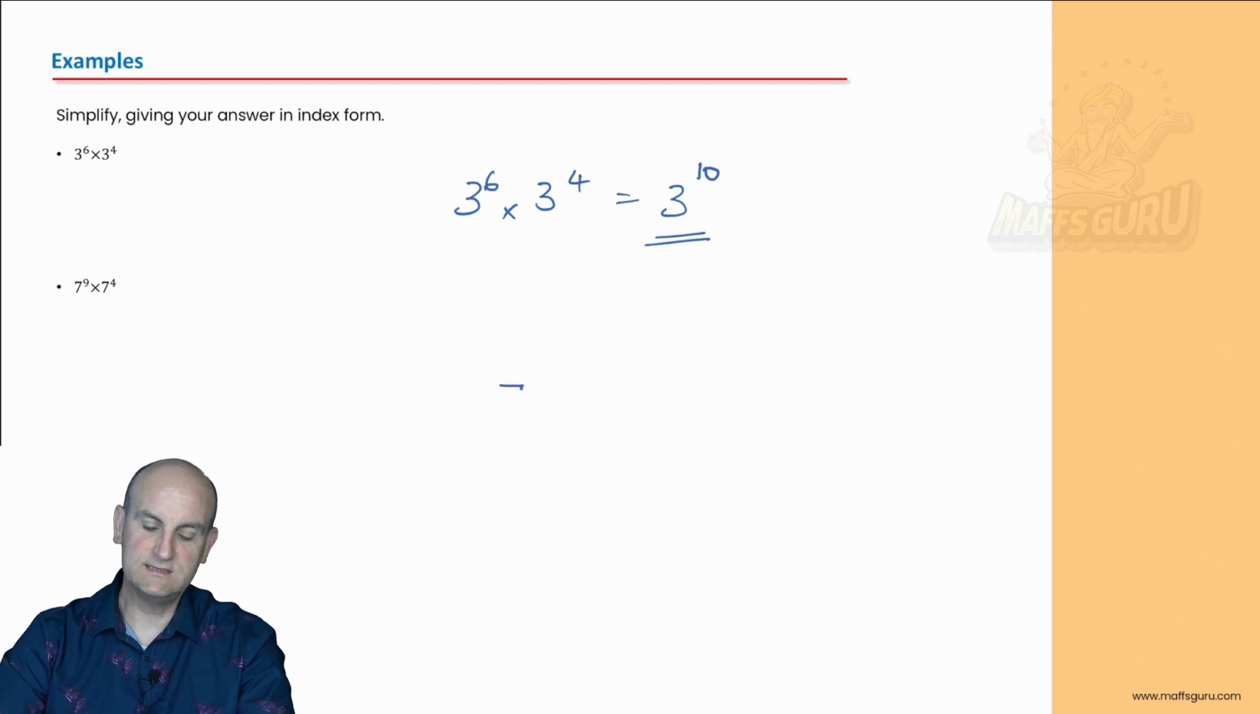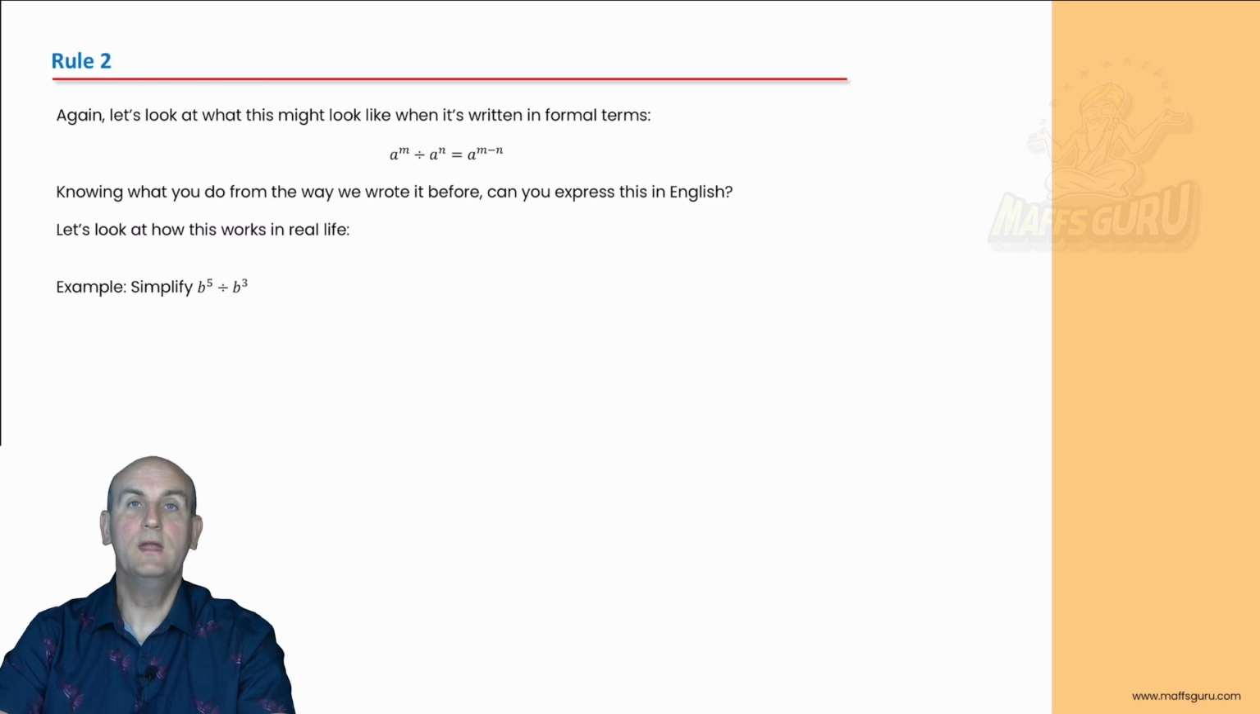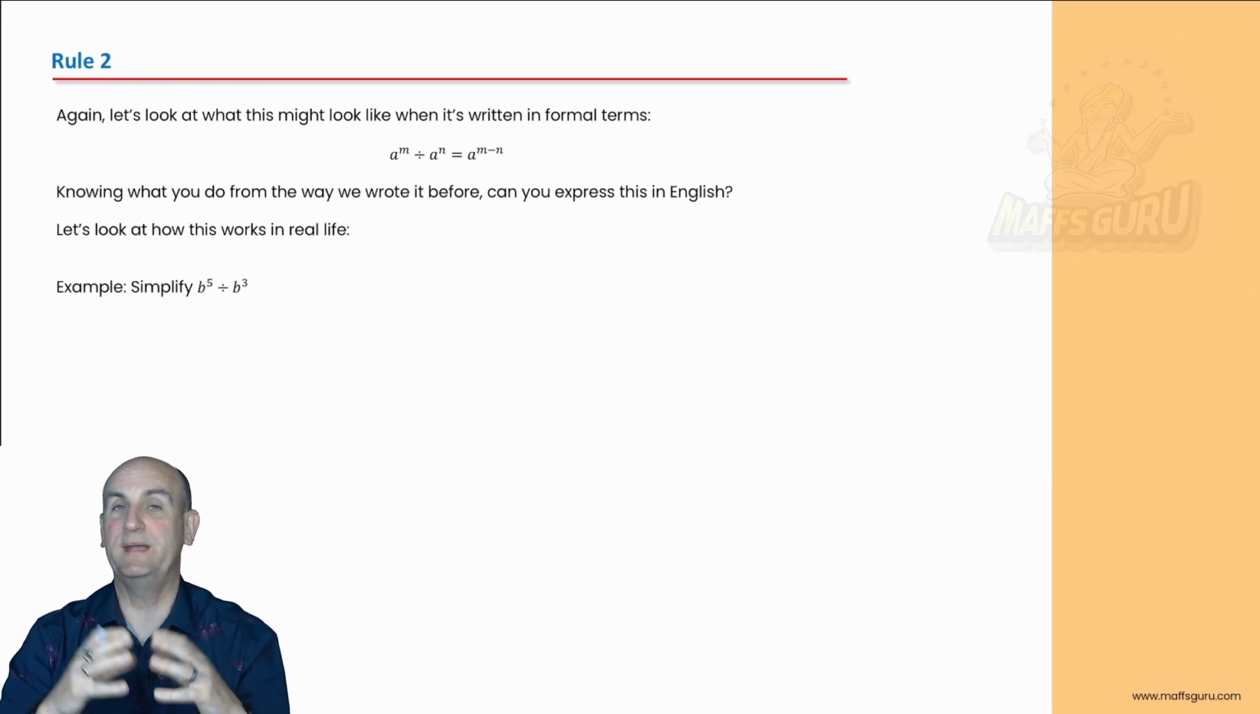Let's do the next one. 7 to the floaty 9 times 7 to the floaty 4. Are the bases the same? Oh, yes, stays the same. They're multiplied, so we add the powers, 7 to the floaty 13. You got there before me, didn't you? Now we're going to move on to rule 2, and I'm going to give you the basics first, right?